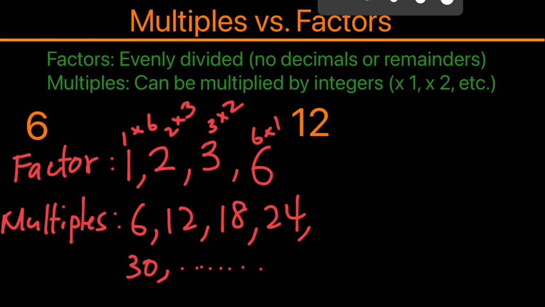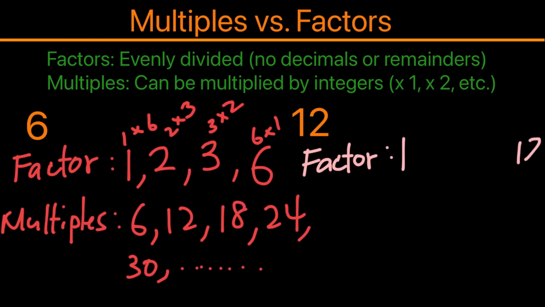Now, what about the next example here, the number 12? Let's find the factor. In this case, we're going to place a 1 and a 12 and see what numbers fall in between. 2 will work because 2 times 6 is 12. 3 will work because 3 times 4 is 12. And 4 will work because 4 times 3 is 12. And 5 doesn't work because 5 cannot times by a number to get to 12.